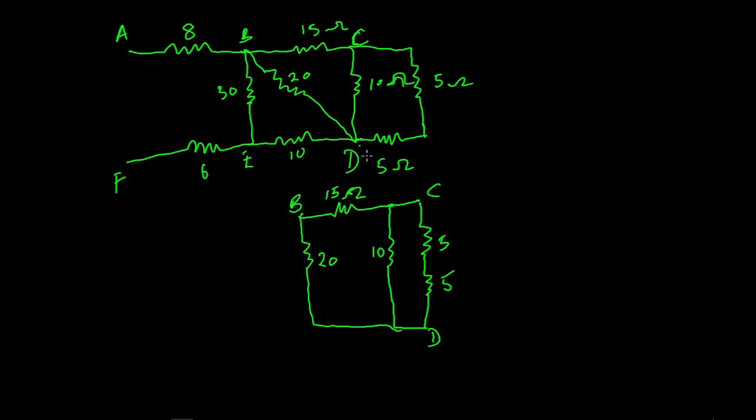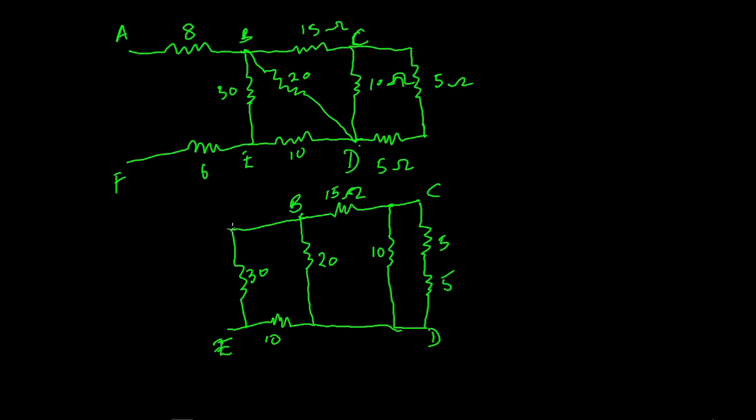Now between D and E, we have 10. This is point D. So we have a 10 ohms resistor. This is going to be 10, and this is going to be point E. Between point B and E, we have a 30 ohms resistor. This is point B and this is point E, the 30 ohms resistor.